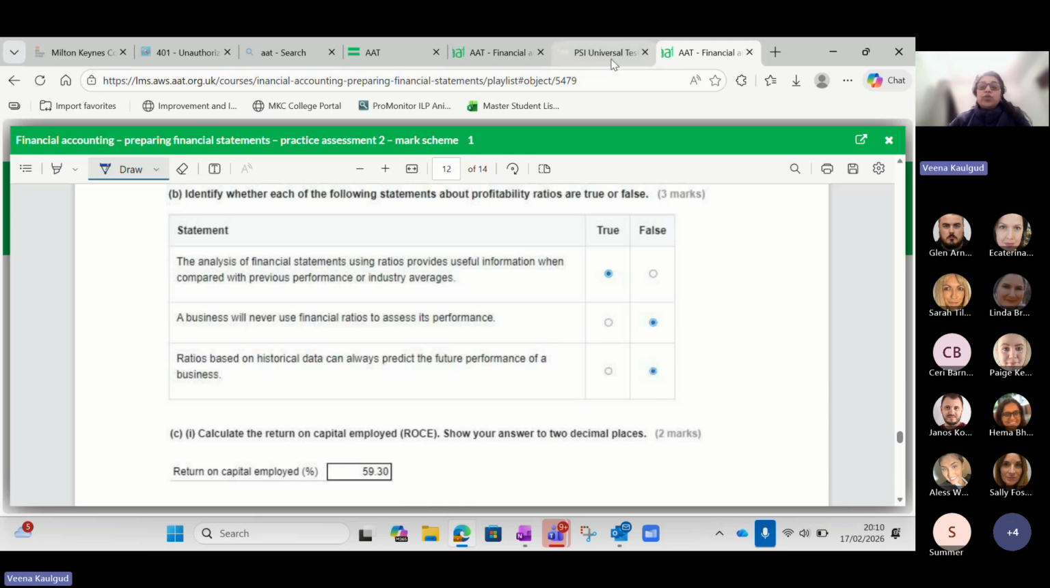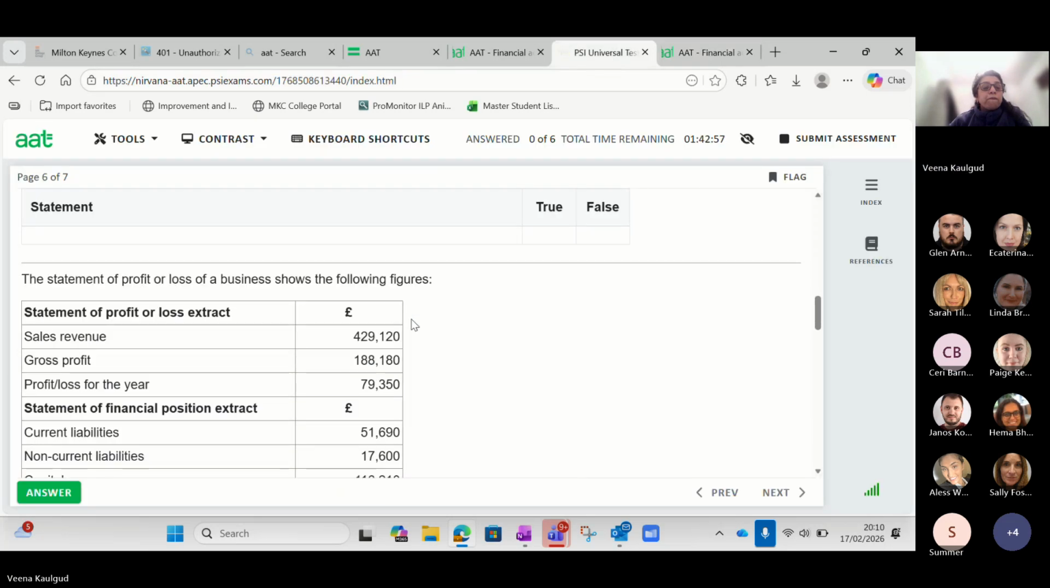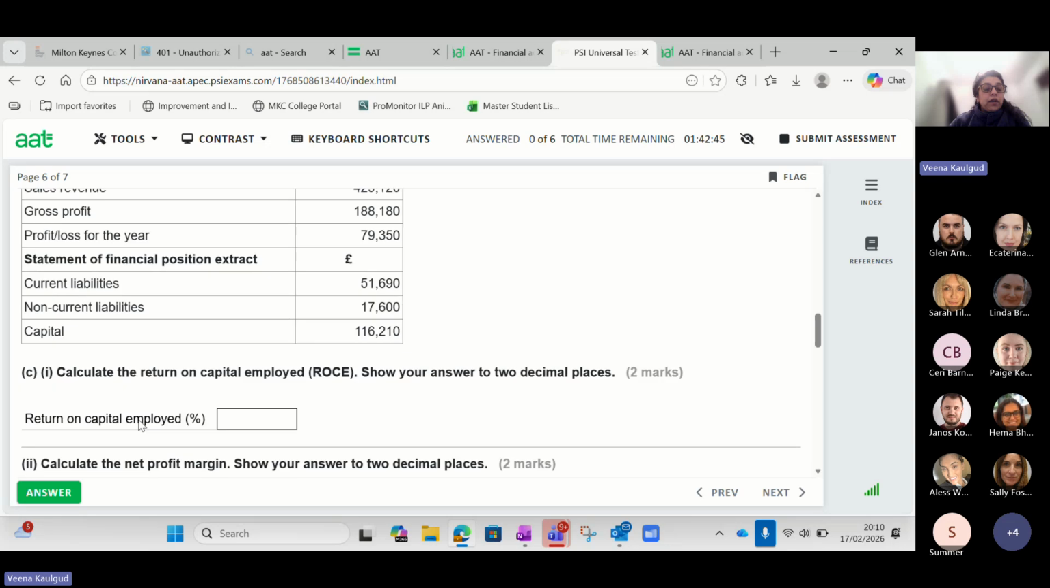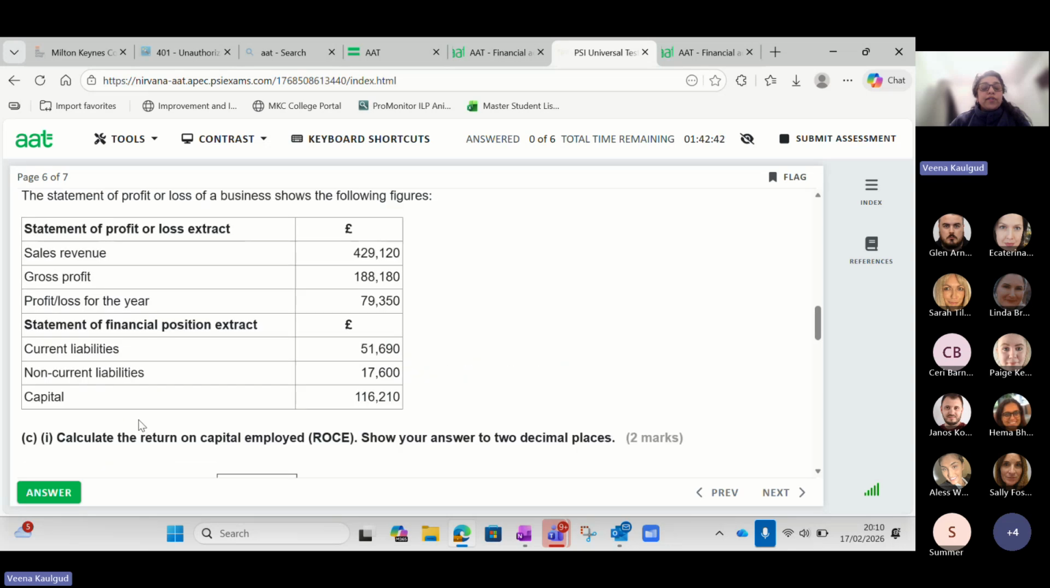Now we'll go to the next one. The statement of profit or loss of a business shows the following figures. They have given us the sales revenue, the gross profit, the profit or loss, the current liabilities, non-current liabilities, and the capital. Return on capital employed: you have to find out the formula.